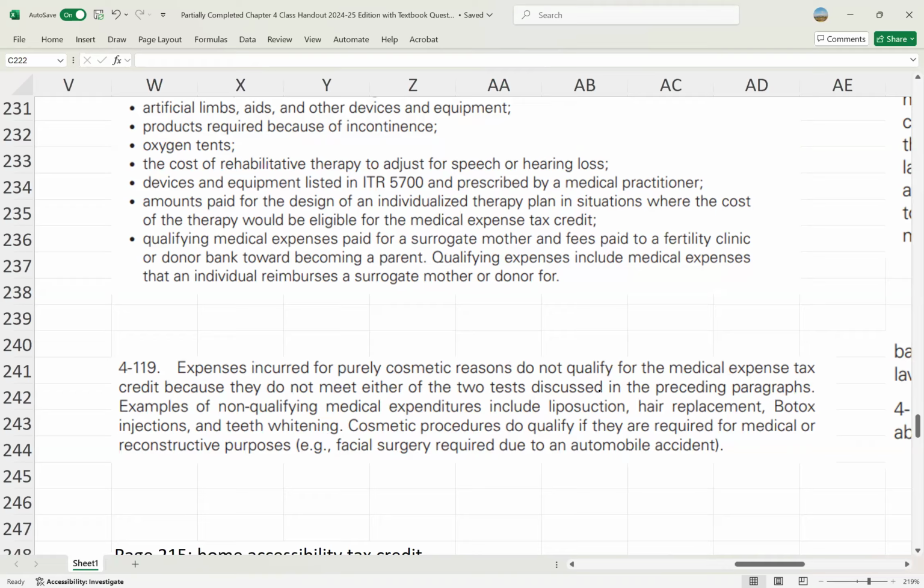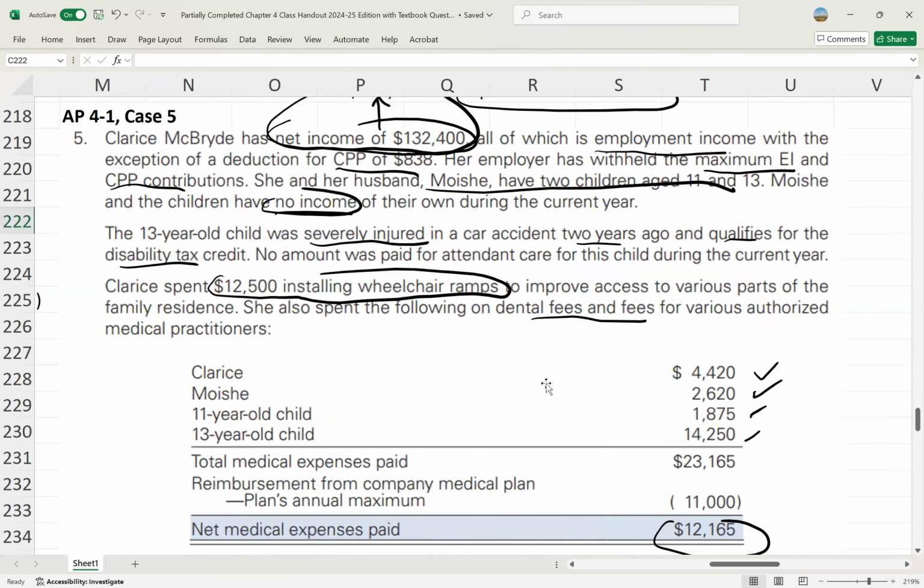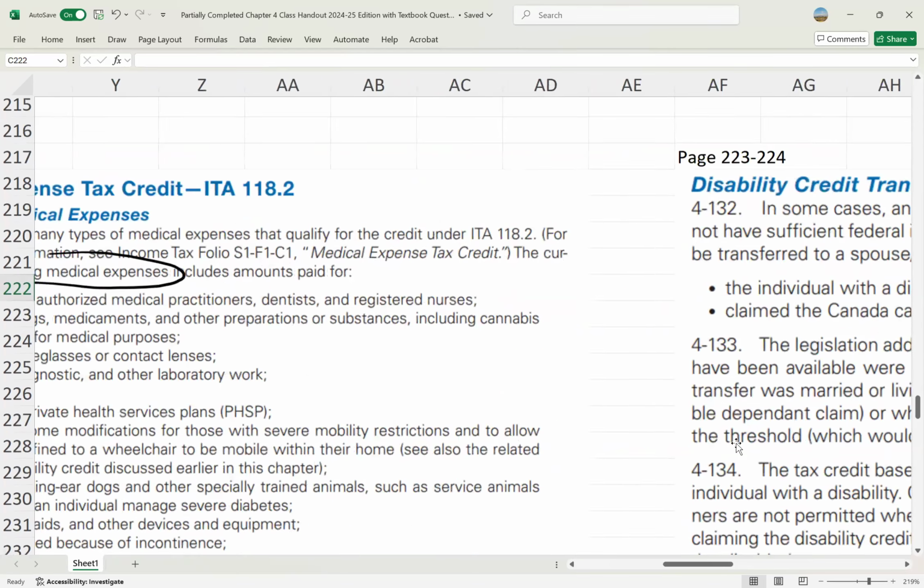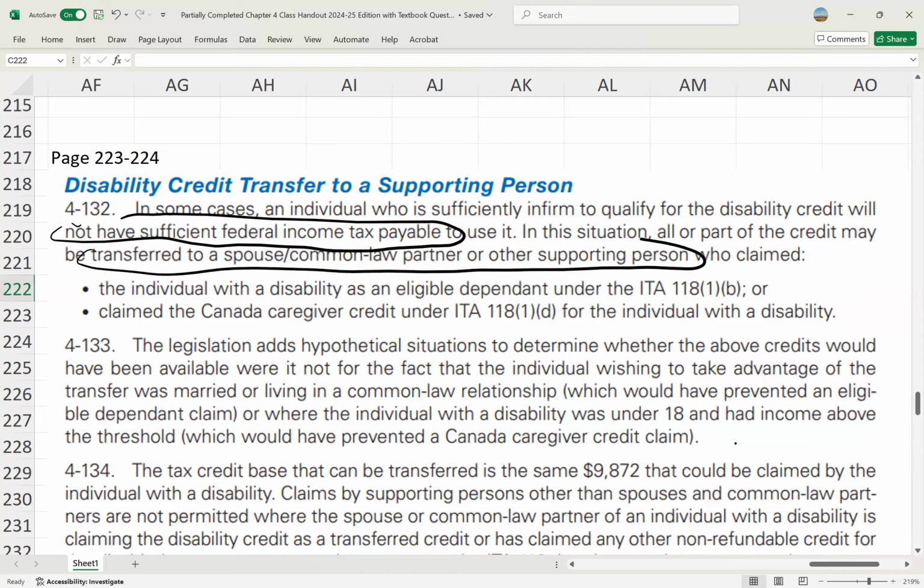Now, in terms of the disability tax credit, we talked about the fact that this 13-year-old child who is disabled qualifies for the disability tax credit, but that 13-year-old has no income of their own. So also in your textbook, I cut out this passage from page 223, 224. And what they say is that if you qualify for the disability tax credit, but you do not have enough income to generate tax payable to use up the tax credit, then you can transfer that disability tax credit to maybe a spouse or someone who's supporting you.